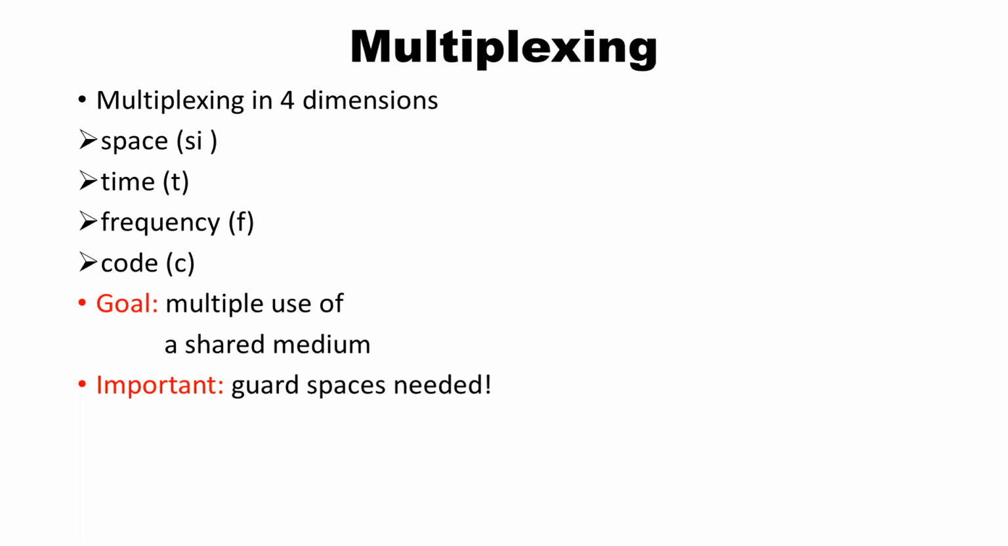Now we are going to see about multiplexing. Multiplexing in four dimensions: space S, time T, frequency F, and code C. Multiple use of a shared medium; guard space is needed.